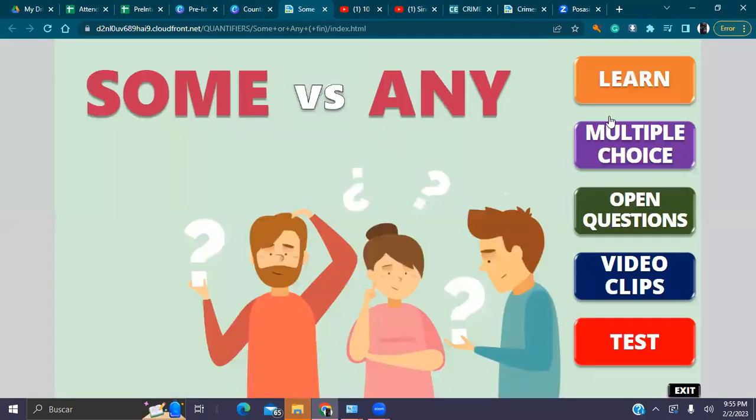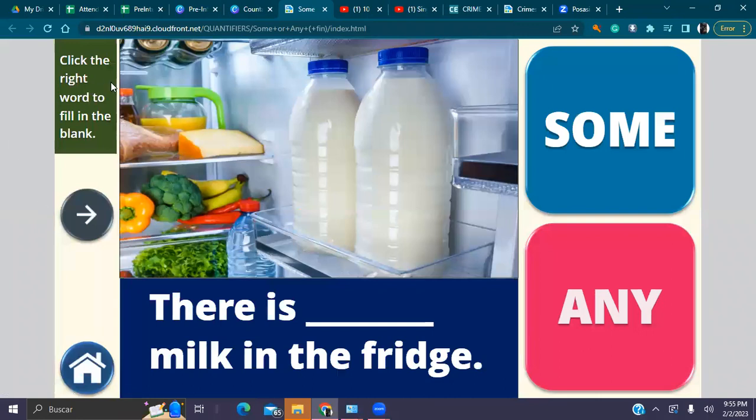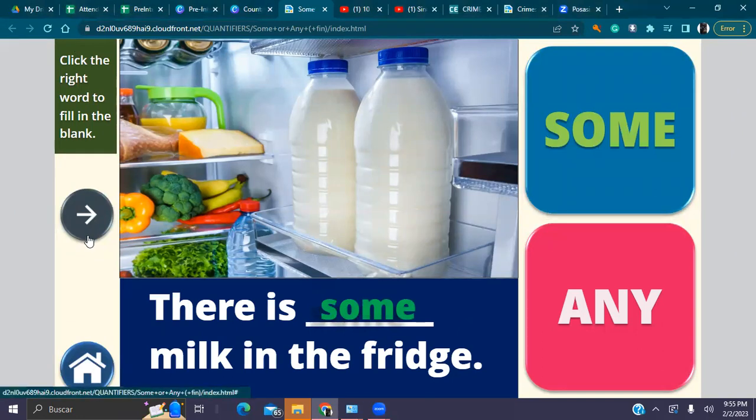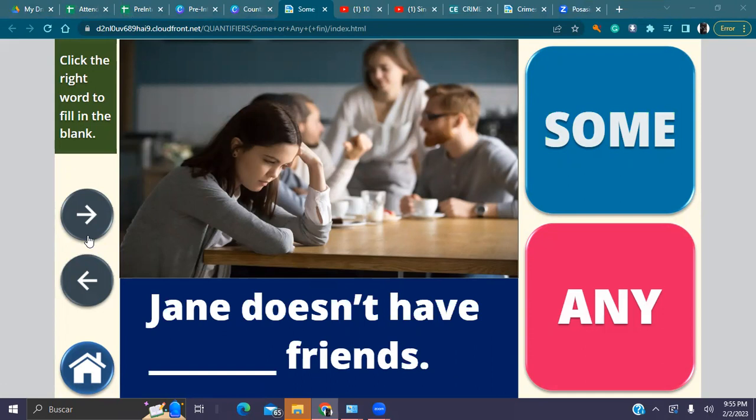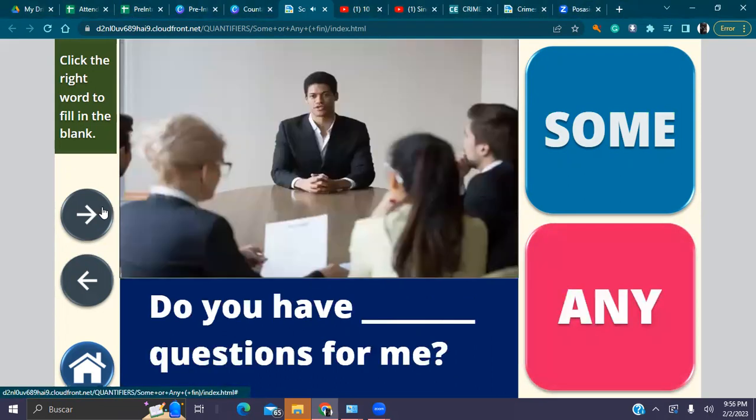Now let's see this. So click the right word and fill in the blank. We have some and we have any. Let's see. Juan Campos Hernandez, read the sentence and select the correct answer. There is some milk in the fridge. Excellent. Daniel Hernandez. Jane doesn't have any friends. Eduardo Lucero. Do you have some questions for me?